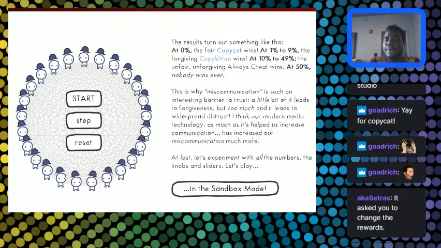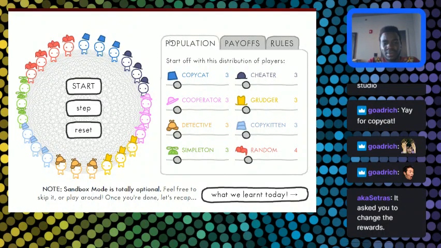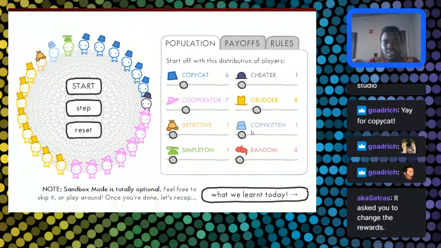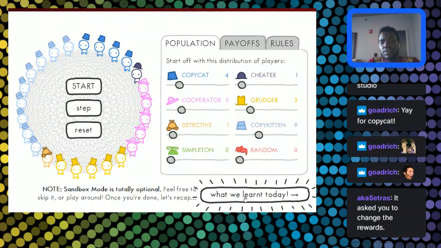Okay. Lastly, let's experiment with all the numbers, the knobs and sliders on the display. Start off with the distribution of players. Okay, sandbox mode is totally optional. Feel free to skip it or play around. Once you're done, let's recap what we learned today.